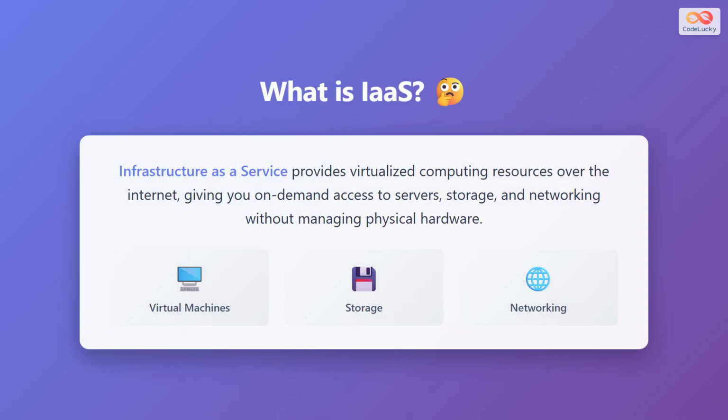Let's start with the basics. Infrastructure as a service, or IaaS, provides virtualized computing resources over the internet. Think of it as renting computer infrastructure instead of buying and maintaining physical hardware. With IaaS, you get on-demand access to servers, storage, and networking without worrying about managing the physical equipment. The three main pillars of IaaS are virtual machines for compute power, storage for your data, and networking to connect everything together. This model gives you the flexibility to scale resources up or down based on your needs.